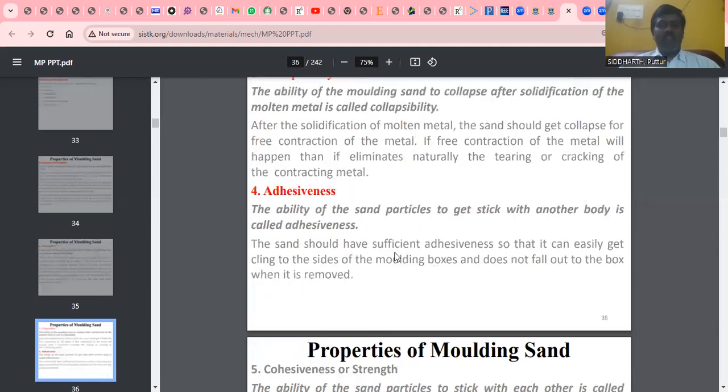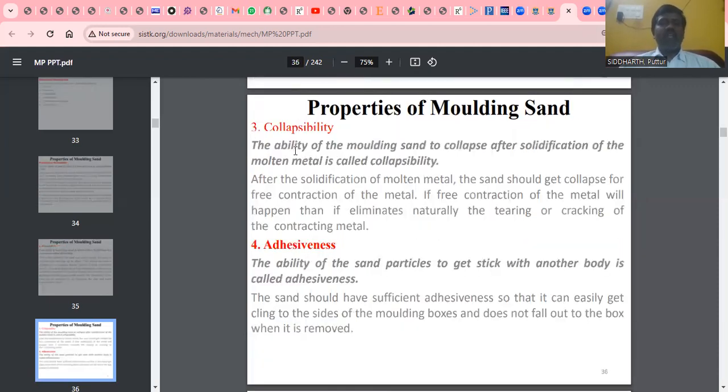Then collapsibility. Collapsibility means the ability of the molding sand to collapse after solidification of the molten metal. It means breaking of the mold after solidification, that is, how easily you can break the mold and take the cast component out of the mold.